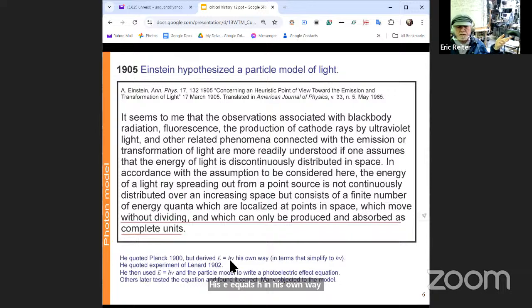And then he used E equals h nu in a particle model to equate to the kinetic energy 1/2 mv squared of an electron that would escape, which was pretty cool. And others found that it worked. But he really meant it, that light was like a particle, that it does not divide, it is only produced and absorbed in complete units. So this has been accepted by mainstream, and I'm going to show that this is not true, but we'll see what happens here.